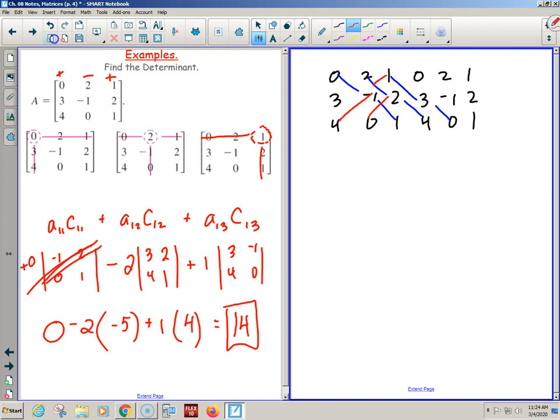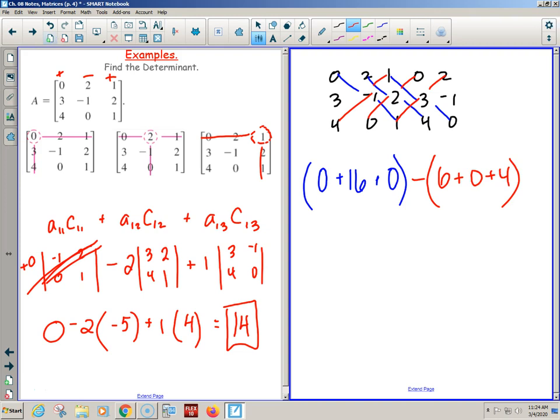Yeah, it's 14. I remember we had to use different colors. I do red because we're taking away, and I do blue because we're adding. So we have multiply, multiply, multiply, multiply, multiply.